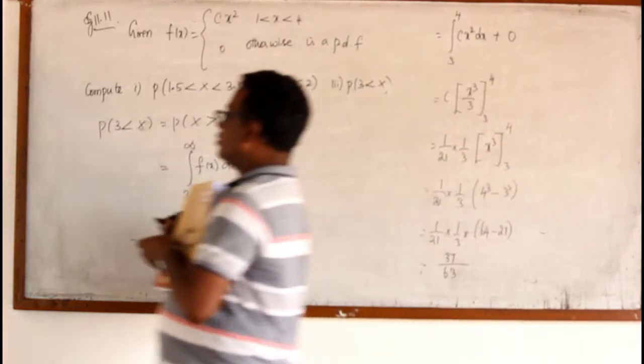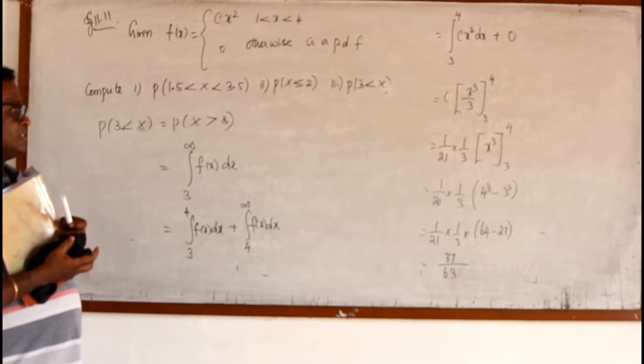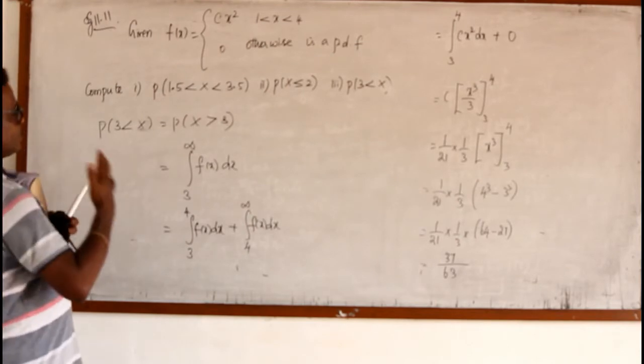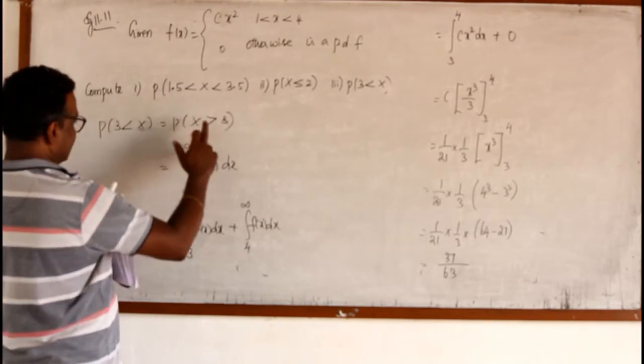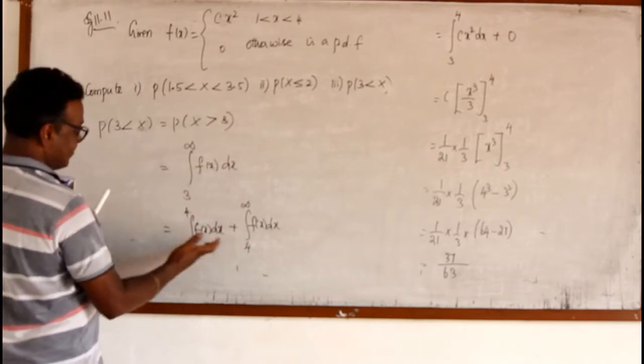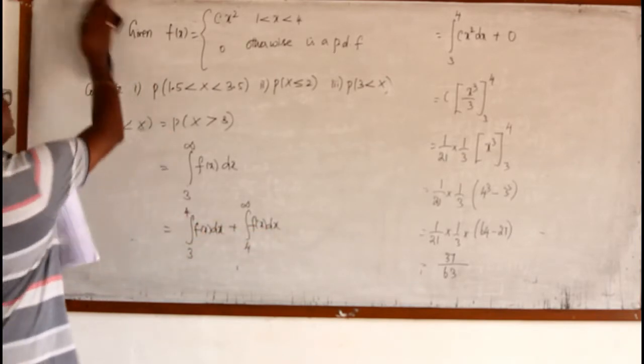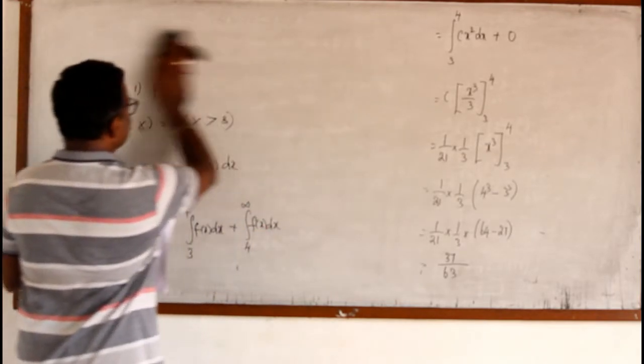So like this I have to do the remaining problems. For a PDF, the total integration is 1, and always you must see whether the interval is explained clearly. Greater than 3 means 3 to infinity, but if there are any splits, you must write them in splits. Okay, that's all. Now we shall go for the next example.